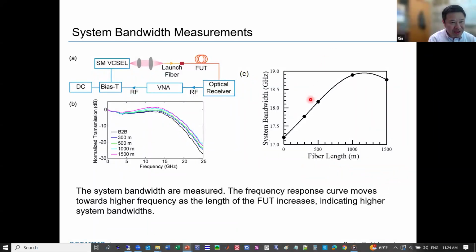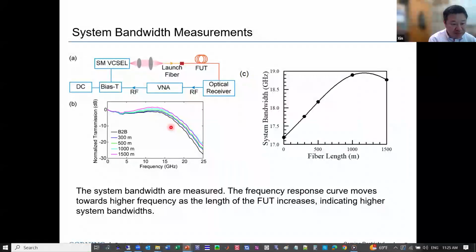In the second experiment, we want to confirm the system bandwidth. The system bandwidth includes the VCSEL, receiver and the actual fiber, and we can observe that in the S21, which is usually called transmission, with more fiber, when you get to the 3 dB level, you actually have more bandwidth. This is very contrary to the traditional system, where once you introduce fiber, the system bandwidth would drop quickly, and that sets a limitation on how long you can transmit.